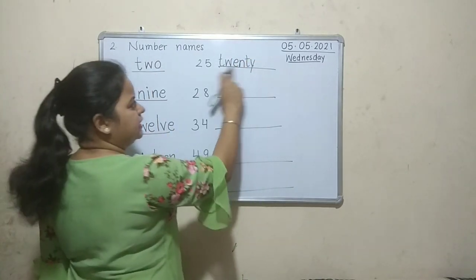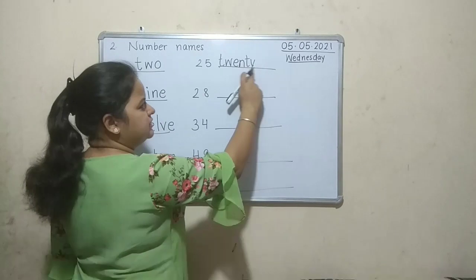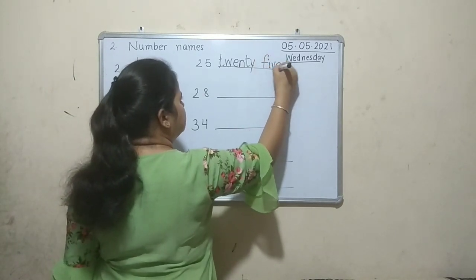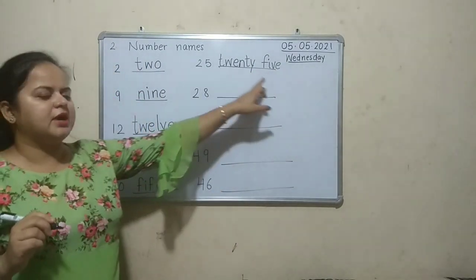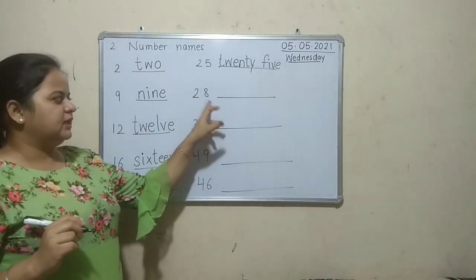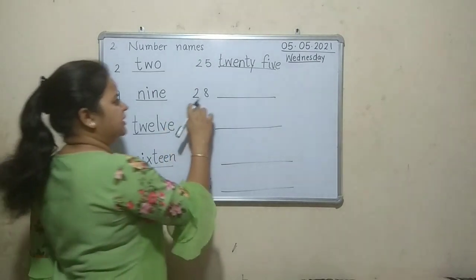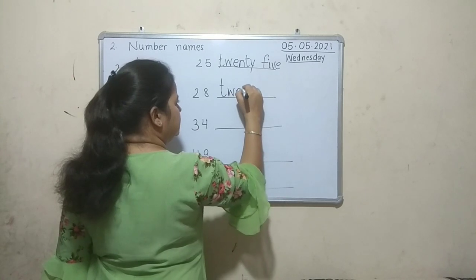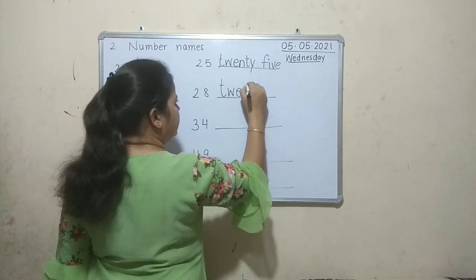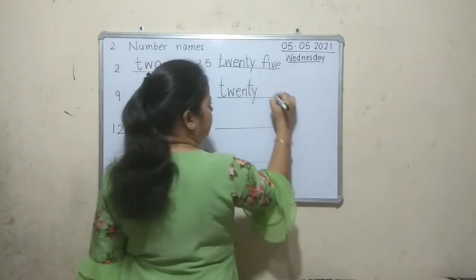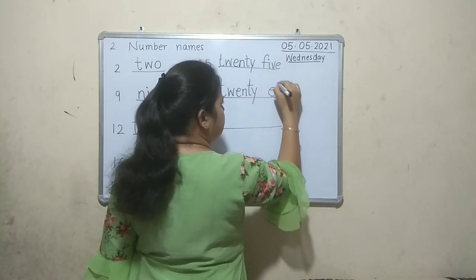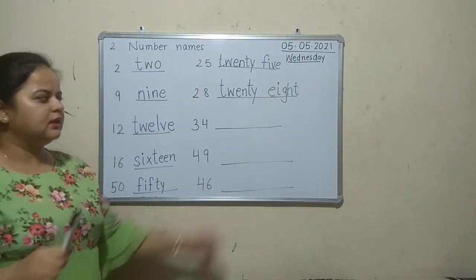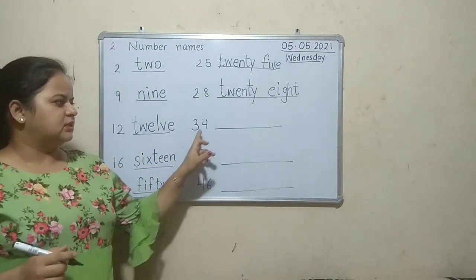25. T-W-E-N-T-Y, 20. F-I-V-E, 5. 25. Next number is 28. T-W-E-N-T-Y, E-I-G-H-T, 8. 28.